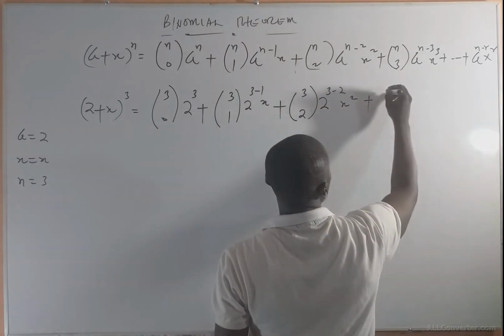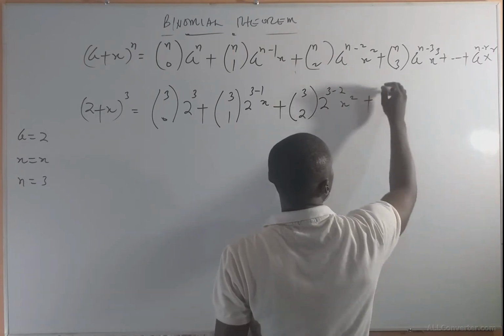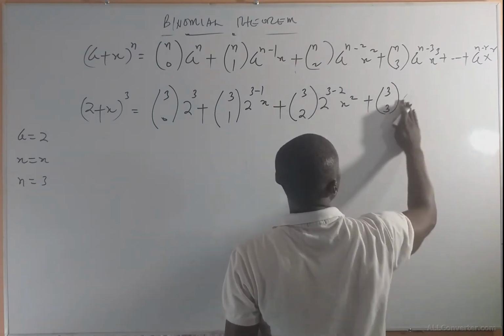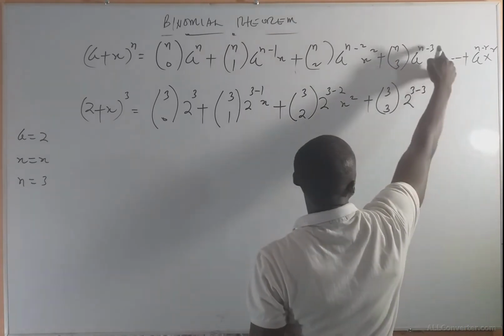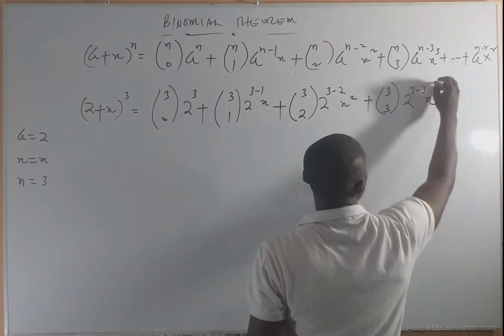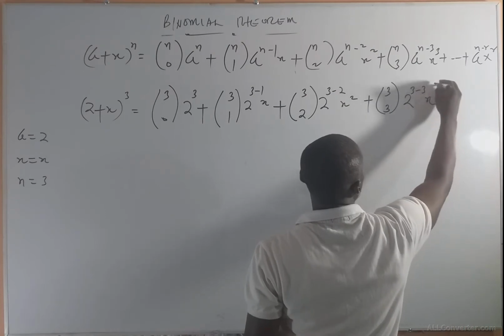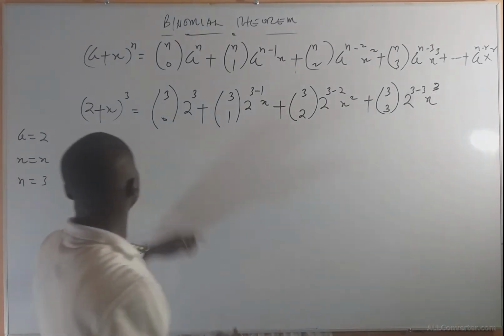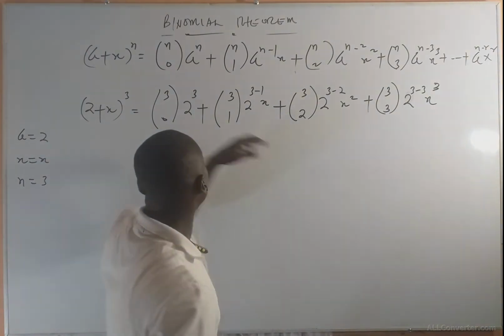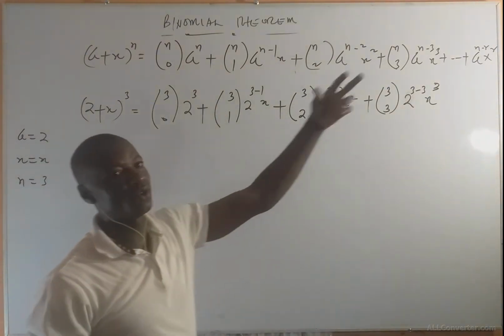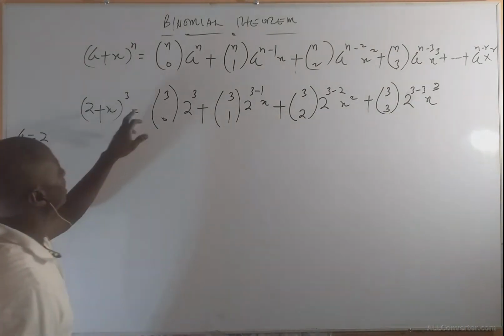Then you have n combination 3, that is 3 combination 3. Then a, and a is 2, so 2 exponent 3 minus 3, that is n minus 3. Then x exponent 3. So you have to stop here because the exponent is 3. You stop at the term in x cubed. If the exponent was 4, then we would have to continue. But because the exponent is 3, we have to stop here.